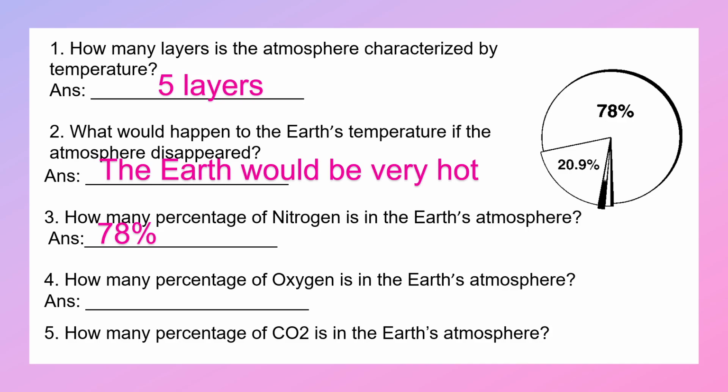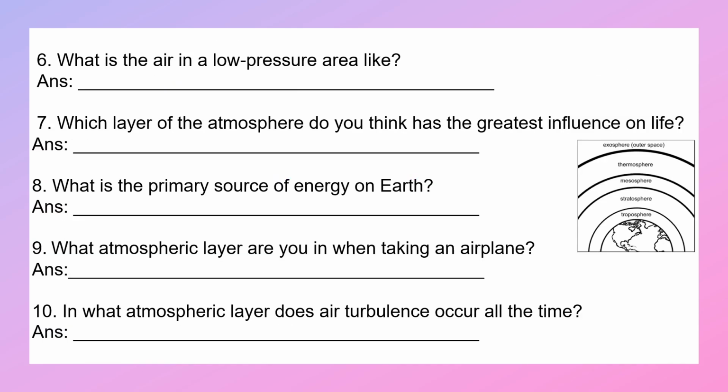How about the percentage of oxygen in the Earth's atmosphere? Okay, in the picture, it says there 20.9% or 21%. Next, how about the carbon dioxide in the Earth's atmosphere? What is the percentage? Correct. It's 0.04%. Let's go to number 6. What is the air in the low pressure area like? Okay, the air is warm.